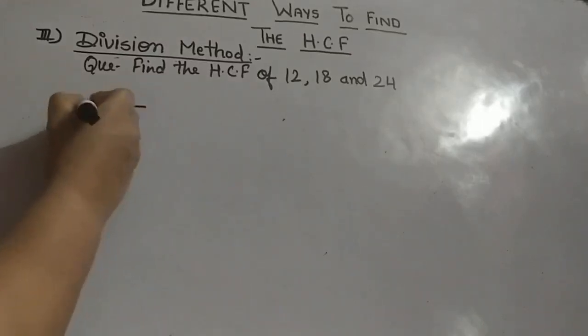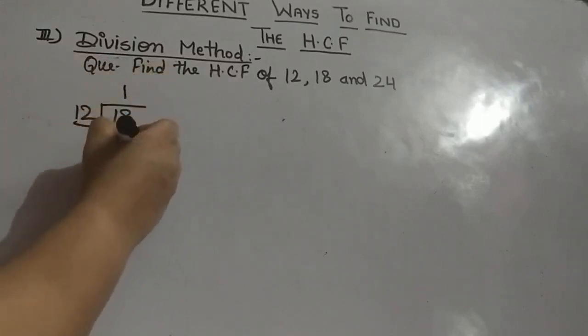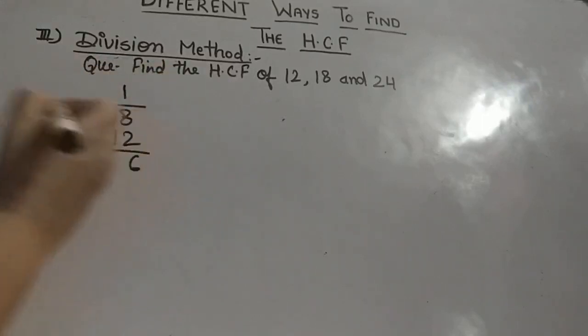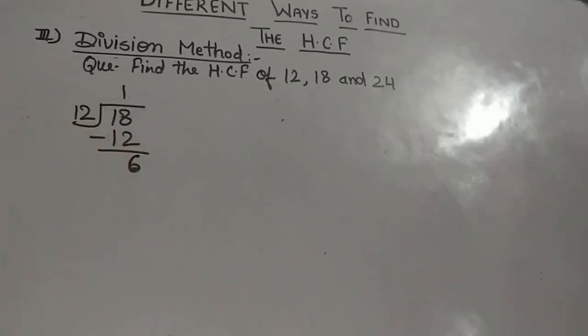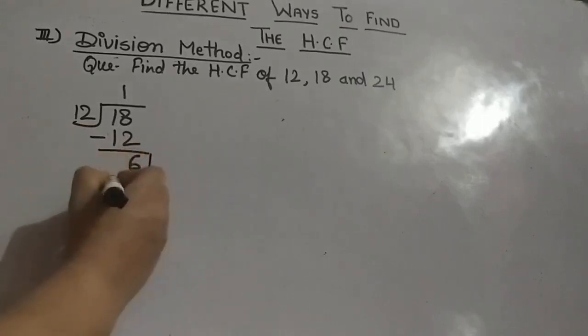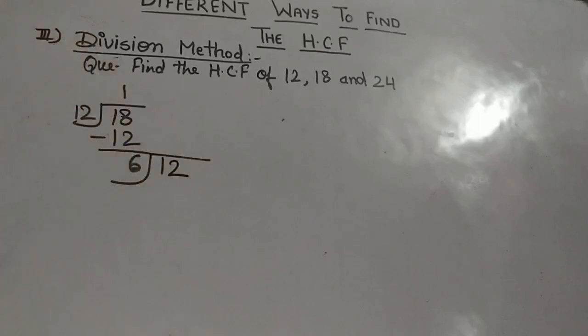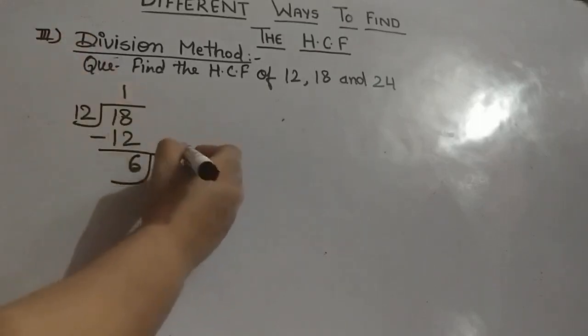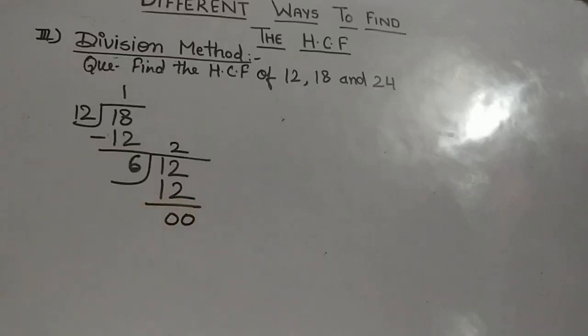So we'll divide 18 by 12. 12 1s are 12, 6 left. Now make the remainder the new divisor, and the previous divisor will be the dividend now. 6 2s are 12. Our division is over here. So the last divisor is the HCF.